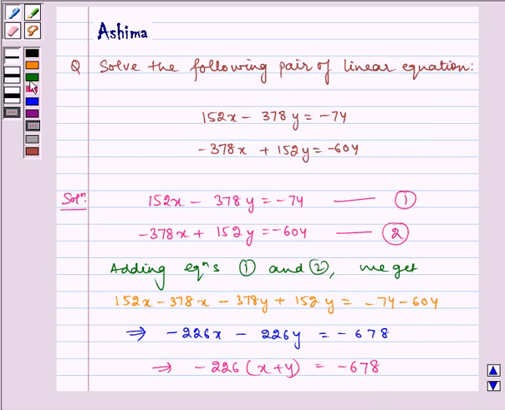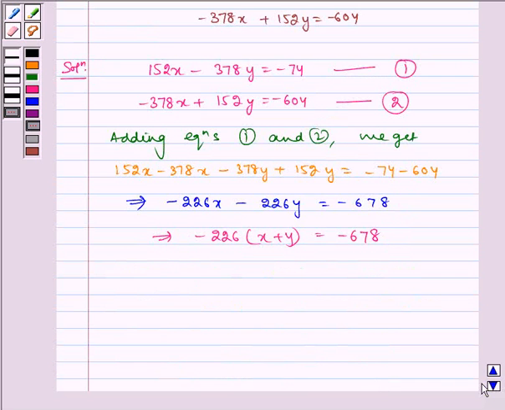Now here, minus and minus get cancelled, which implies x plus y is equal to 678 divided by 226. This gets cancelled by 3, which implies x plus y is equal to 3, which is our equation 3.